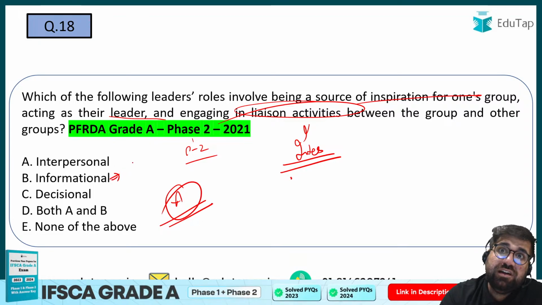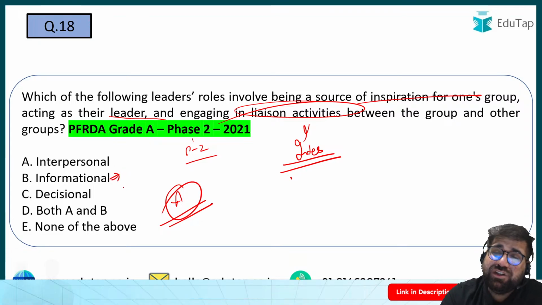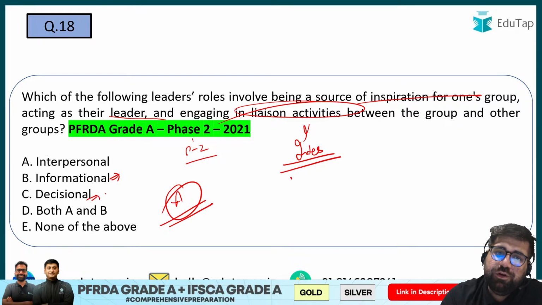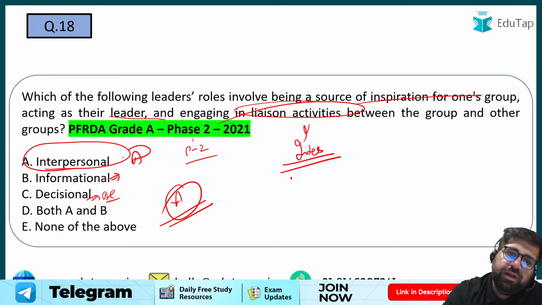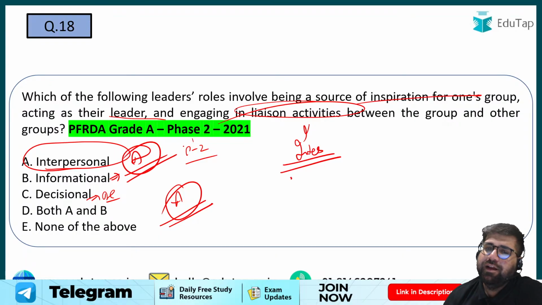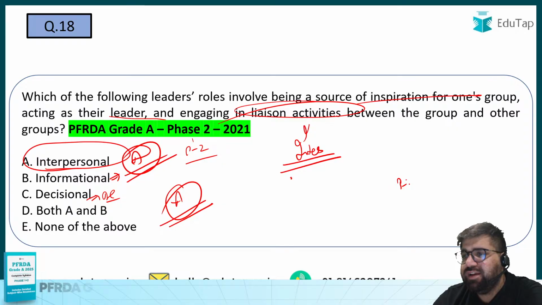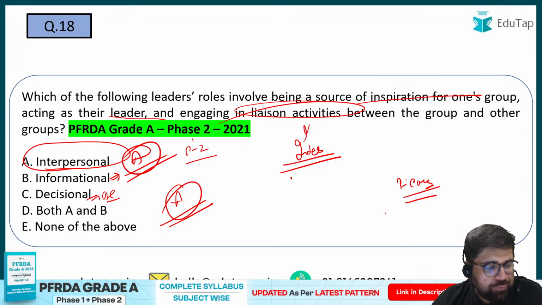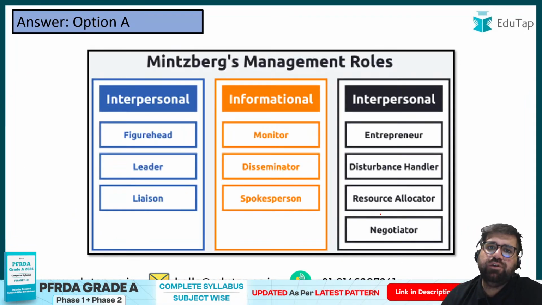Informational is all about taking information, gathering information, and sharing it. Decisions when you try to make some decisions. But the correct answer over here will be option number A. Okay, which is very basic. So if you see in phase 2 also, you can get some easy lollipop questions. So try to grab them as much as possible.